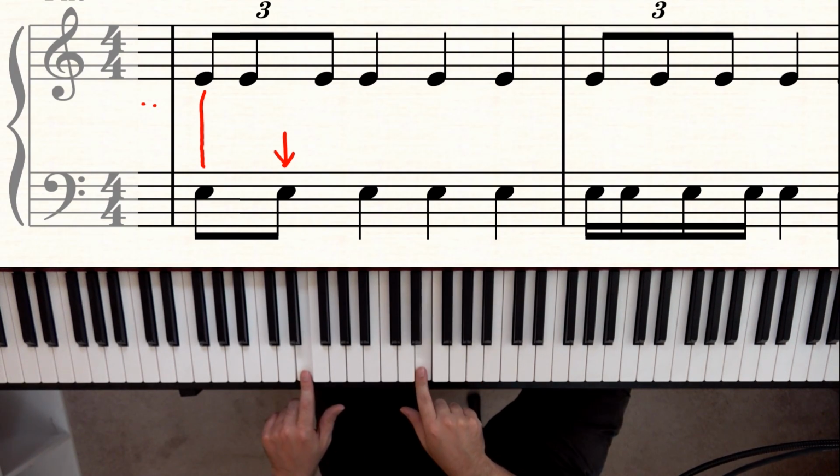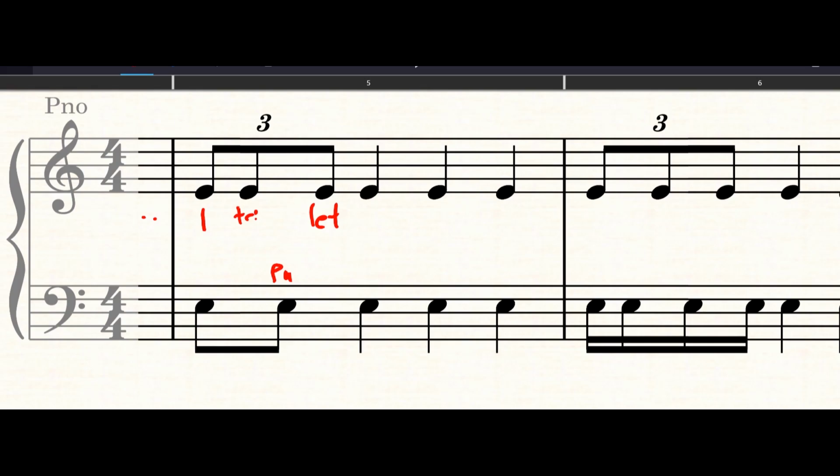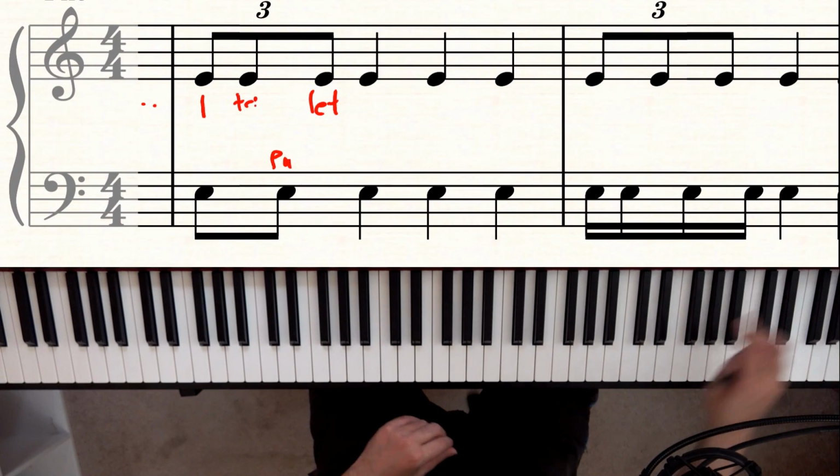So they hit together, triplet. We're going to do a whole measure now. 1 triplet, 2 triplet, 3 triplet, 4 triplet. So guess what? You just played a polyrhythm.